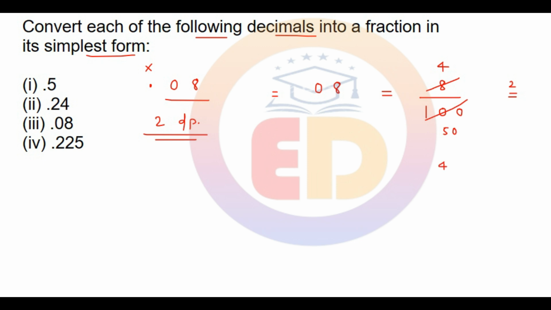4 upon 50, again both are even numbers. We can divide them by 2. 2 2s are 4. Dividing 50 by 2, I get 25. So my answer is 2 upon 25. The decimal 0.08 when converted to fraction in the lowest term becomes 2 upon 25.